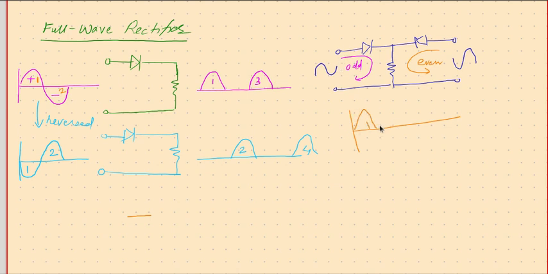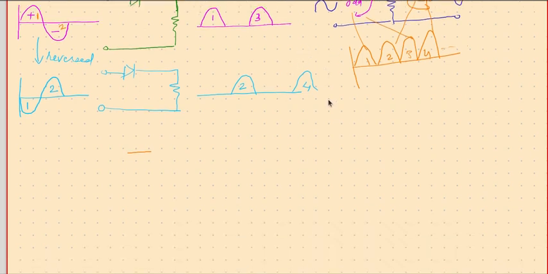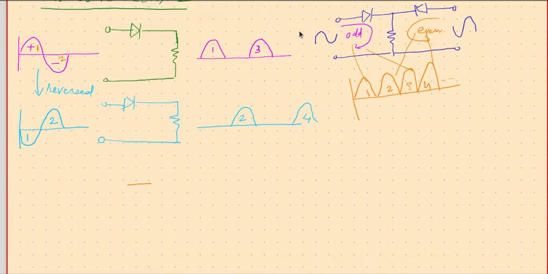1 comes from here, 2 comes from here, 3 comes from here, 4 comes from here, and so on. And that continues. Done? Done. Now the question is how to reverse this and apply.